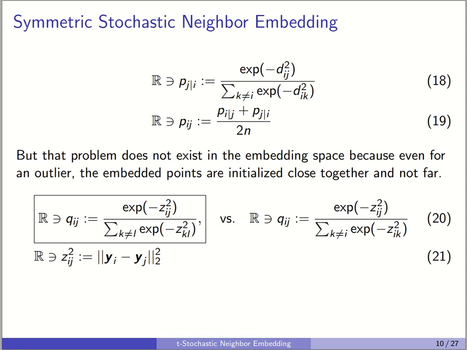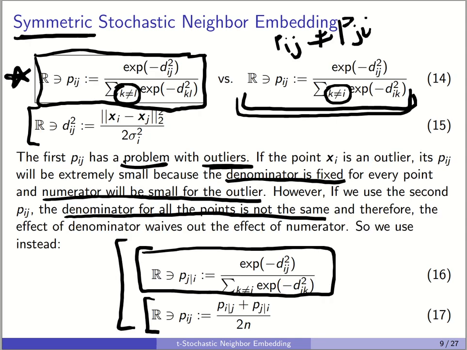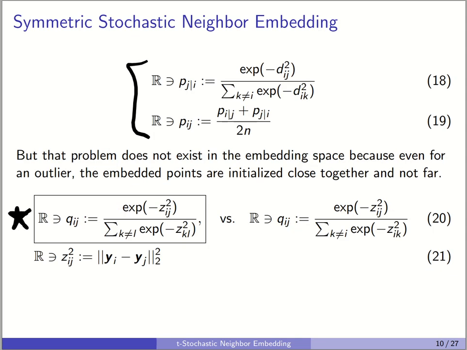We are repeating it here. But this problem that I explained for outliers does not exist in the embedding space. Why? Because we are initializing the points and moving the points in the embedding space. We are choosing what points to be in the embedding space. We are not given the points. Therefore, we don't have outliers there. Therefore, we can use what we explained here in the boxed equation in the embedding space without having any problems.